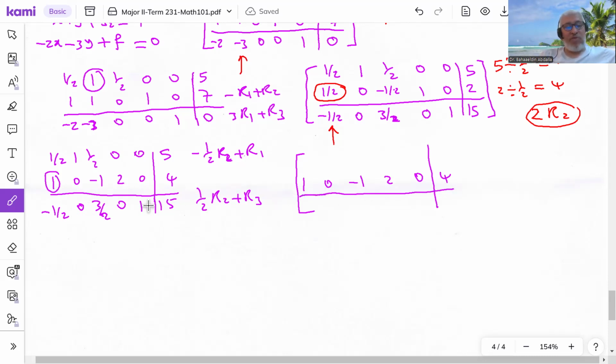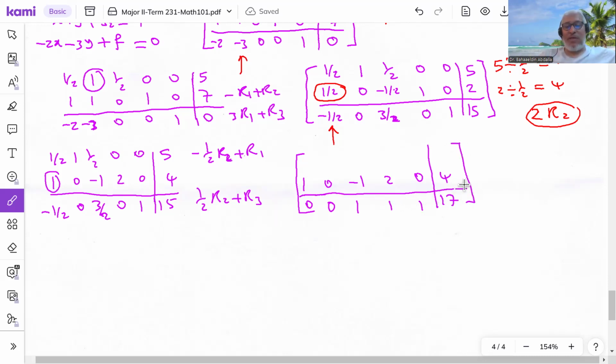Okay, let me find the objective function first. Half plus minus half, that's 0. Half times 0 plus 0. Negative half plus 3 over 2, it would be 2 over 2, which is 1. Half times 2 is 1 plus 0. Half times 0 plus 1. Half times 4 is 2 plus 15. So this is the objective row, no negative entries, so this is a final matrix.